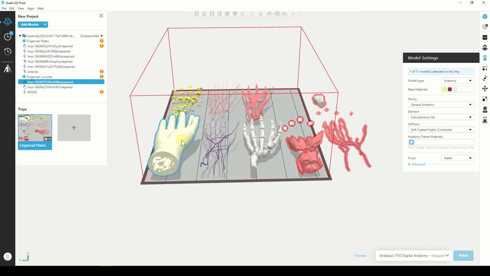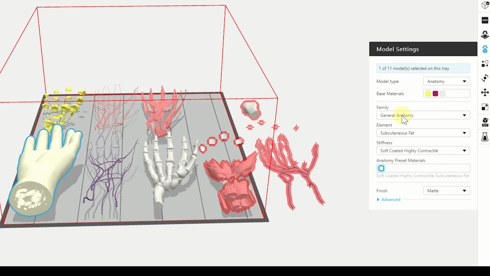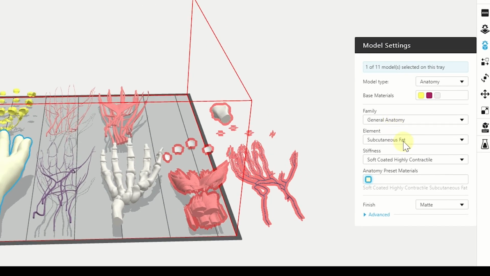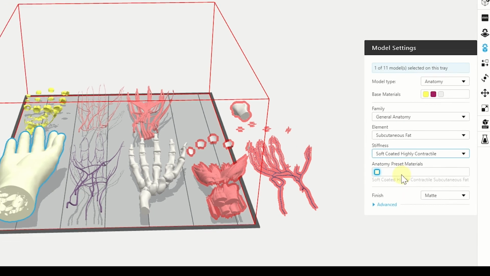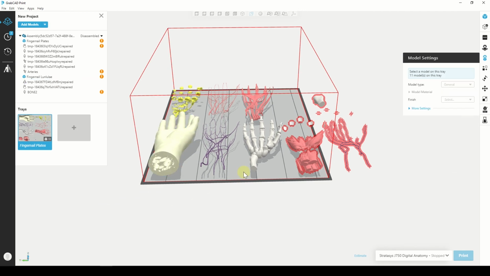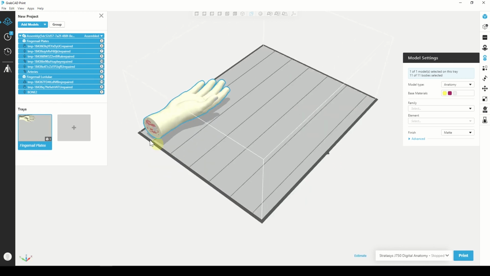And for the whole hand part, we have in the general anatomy family the subcutaneous fat, and we have 6 different stiffnesses. I chose the soft-coated, highly contractile fat. This preset consists of a mixture of gel matrix and tissue matrix, and it has a coating of Agilus to keep it stable. So now we can reassemble our model, and that's it.